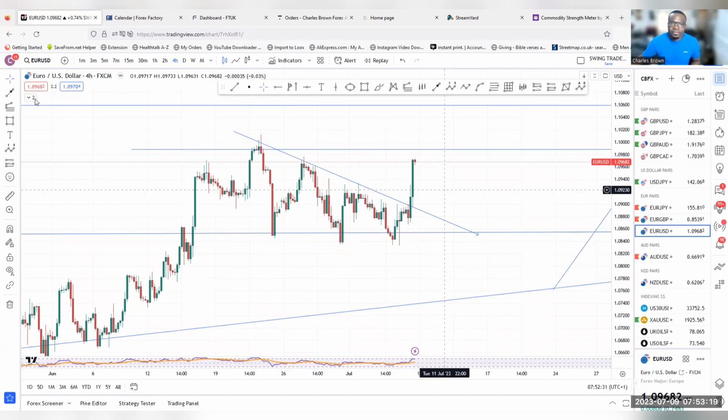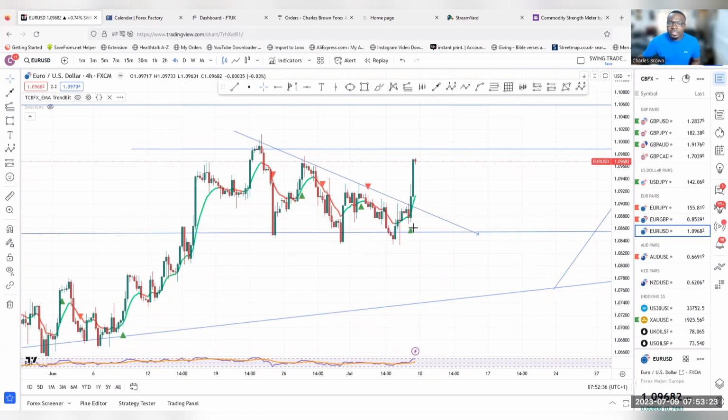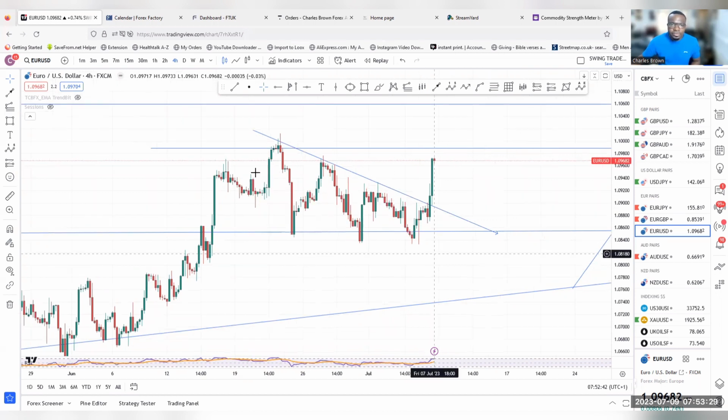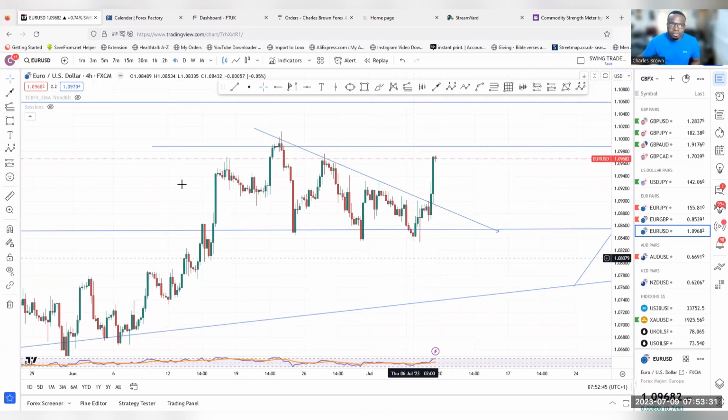For those of you who don't understand, if you have my indicator, that would have obviously given you a sign there to get in the buy, right? But if you don't have the indicator, that's fine. But this is what price is looking at right here.